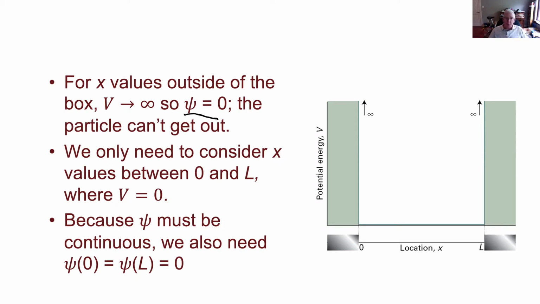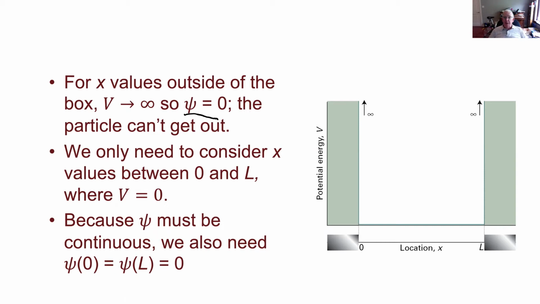My wave function must be equal to 0 out there, because if the wave function is finite, then psi squared is finite, and that would mean there's a finite probability of finding the particle outside of the box. I don't want the particle outside of my box. That's not allowed. And so I need the wave function to be equal to 0 out there. It's gone out of the boundaries of its motion, and that just can't happen, okay?